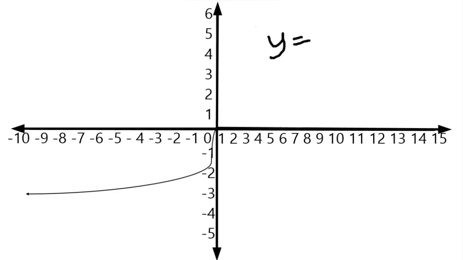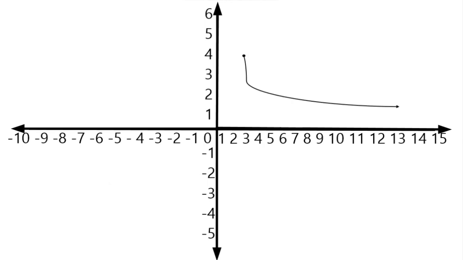Now how about this one? This is a function of negative square root of negative x. So we have two negatives there. The range is going to be negative infinity to 0, and we're going to use bracket.